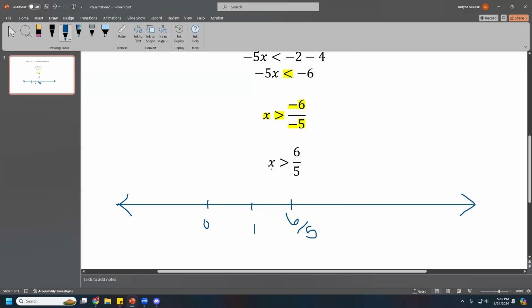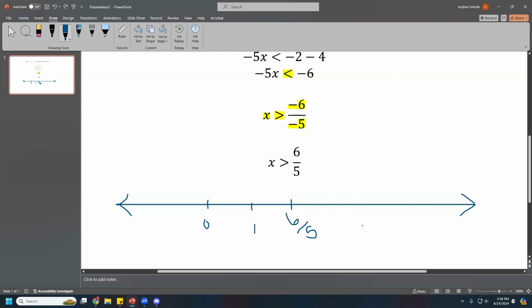Okay, so it says x is greater than 6 over 5. First off, note that this is just a regular greater than, and it's not a greater than or equal to. This means 6 over 5 is not in the solution set. If I plug in 6 over 5, that doesn't count. So what we do is we put a parentheses above this number. And then the other thing is I want to focus on numbers that are bigger than 6 over 5, because this says x is greater than 6 over 5.